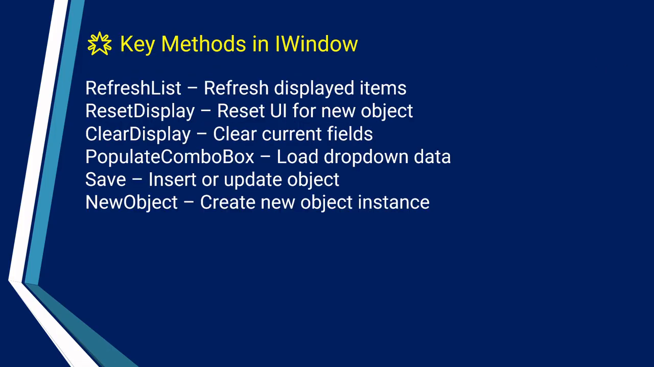The IWindow interface defines a standardized contract for managing windows in our application. It ensures that every window follows the same structure and behavior, making the system easier to maintain and extend.